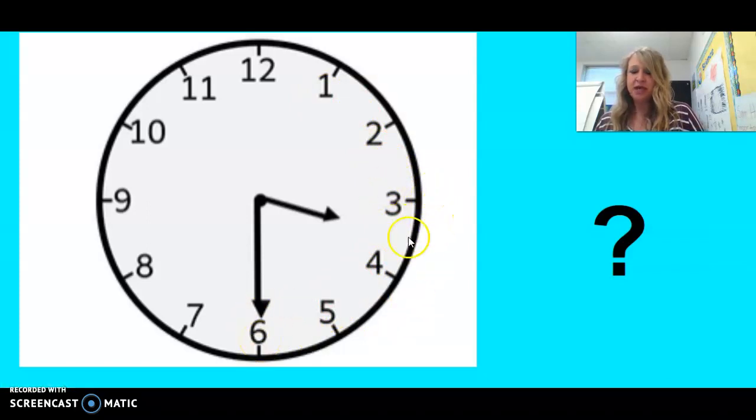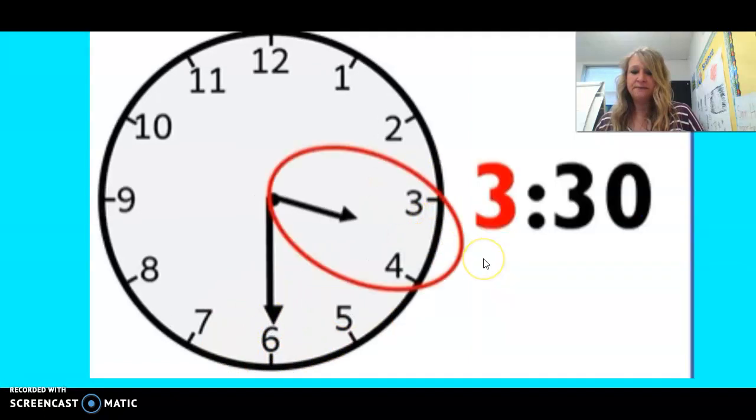So it is 3:30. We count the hours by ones. The short hand is the hour hand. It gets counted by ones. The long hand is the minute hand. We count them by fives.